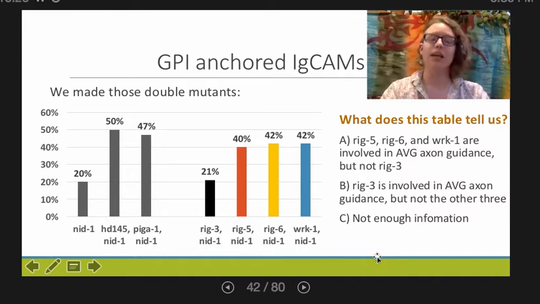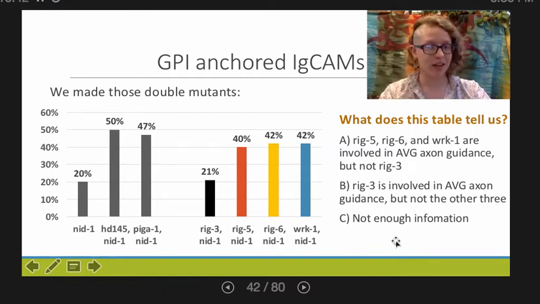what does this table tell us? A, that RIG5 and RIG6 and WRK1 are involved in AVG axon guidance, but RIG3 is not. B, that RIG3 is involved in AVG axon guidance, but RIG5, RIG6, and WRK1 are not. Or C, this is actually not enough information, and when this question disappears, there will be more graph. What do you think? Pause it, think, come up with a decision, and come back.